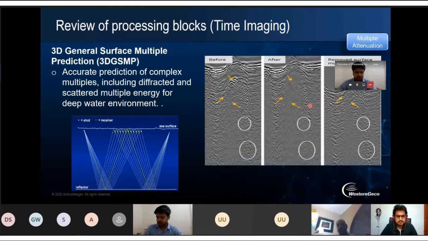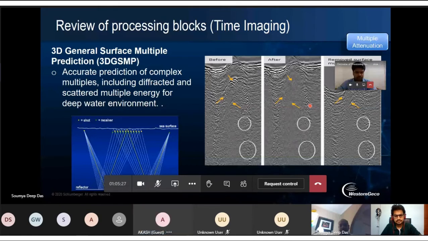That's the reason it is very much accepted in the industry for multiple processing. Wonderful question and very good analysis at this point. Thank you. Thank you, sir.